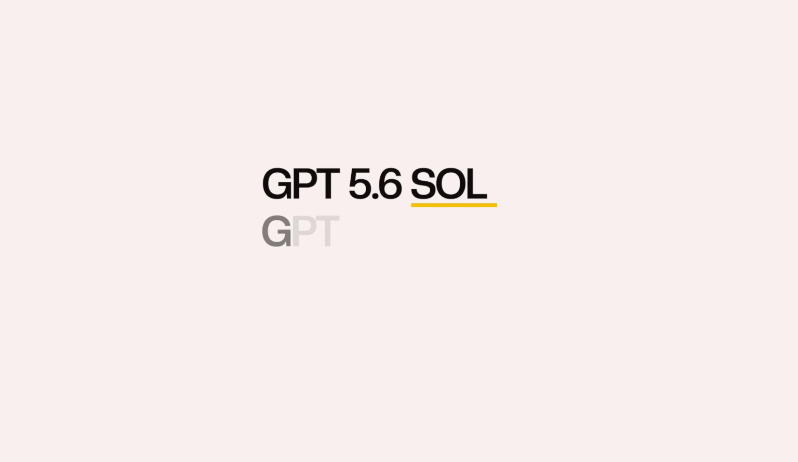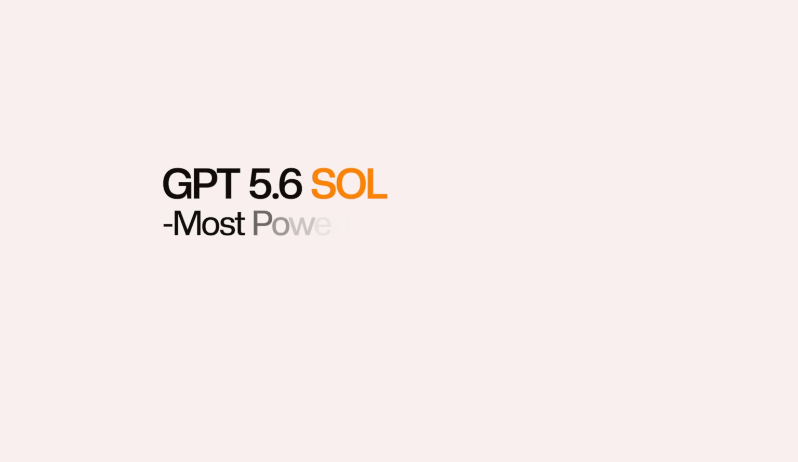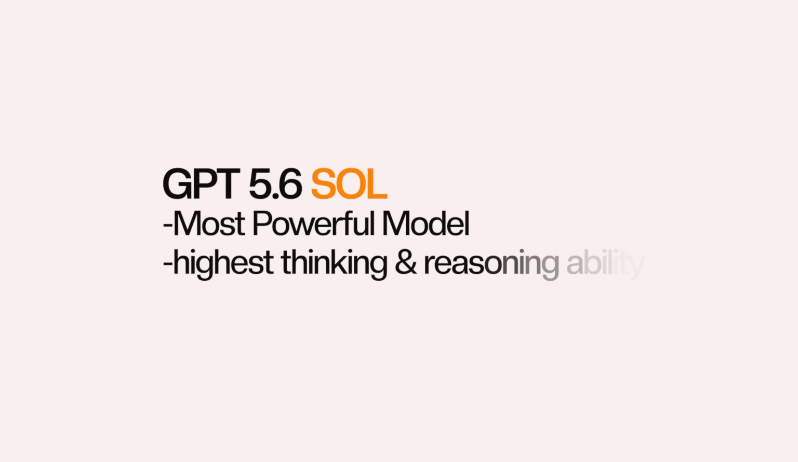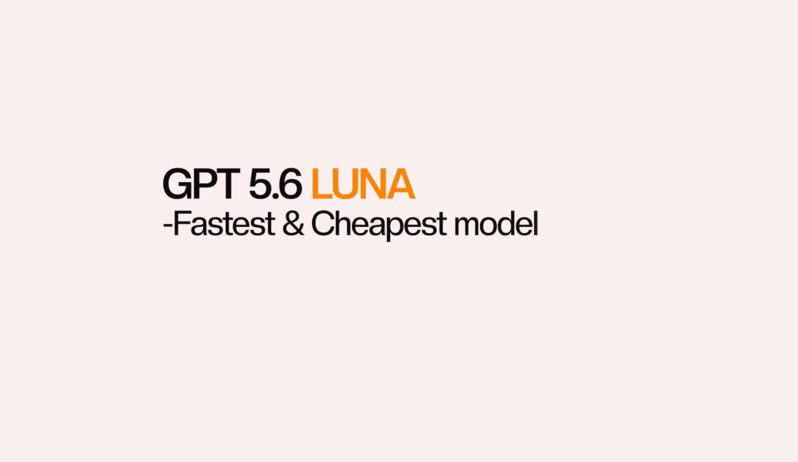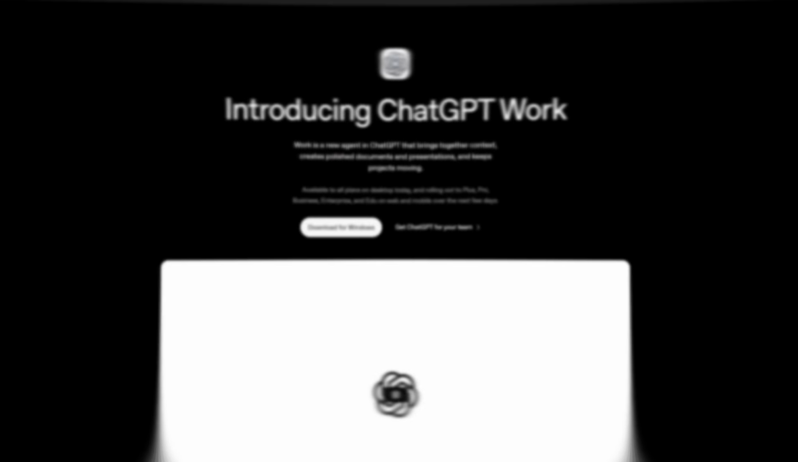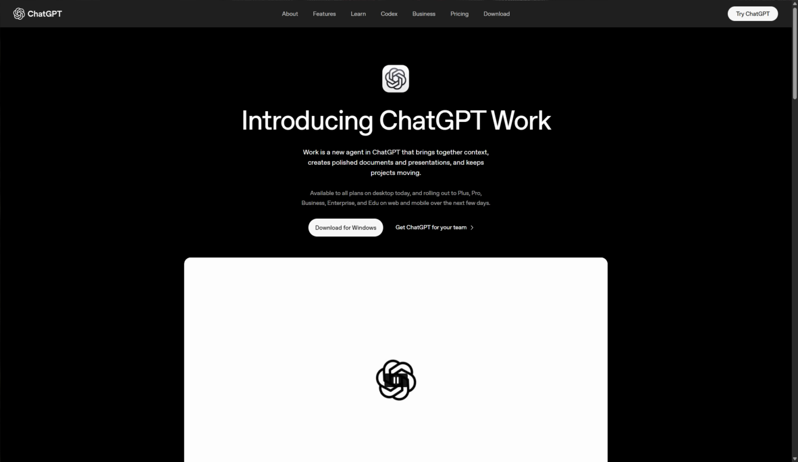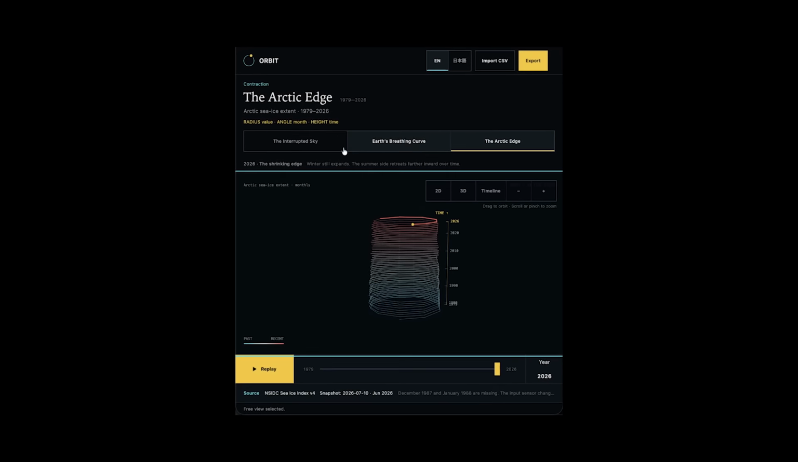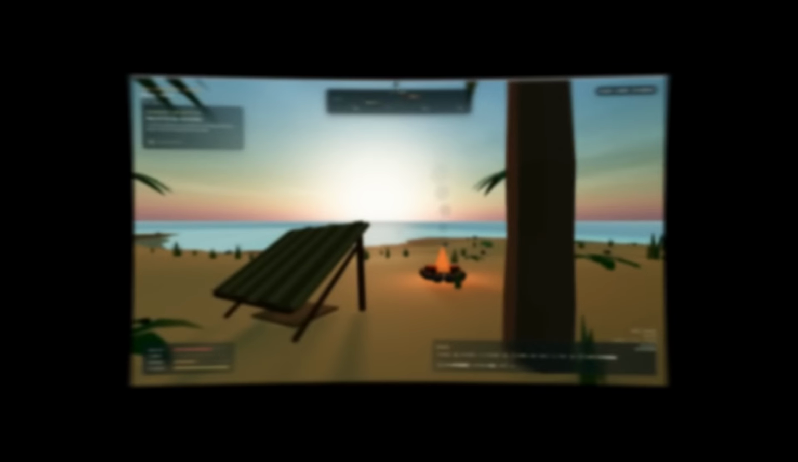And under GPT 5.6 are 3 models: Sol, Terra and Luna. Sol is the most powerful model out there, reserved for the highest thinking and reasoning ability tasks. Terra is for the things you do every other day, and Luna is the fastest and cheapest model out there. Hence, Luna is built for high volume work that you have to do every single day. You can access GPT 5.6 in the ChatGPT website, the app, and also their new ChatGPT work app that you can download on both Mac and Windows and start creating websites, creating files locally on your setup.